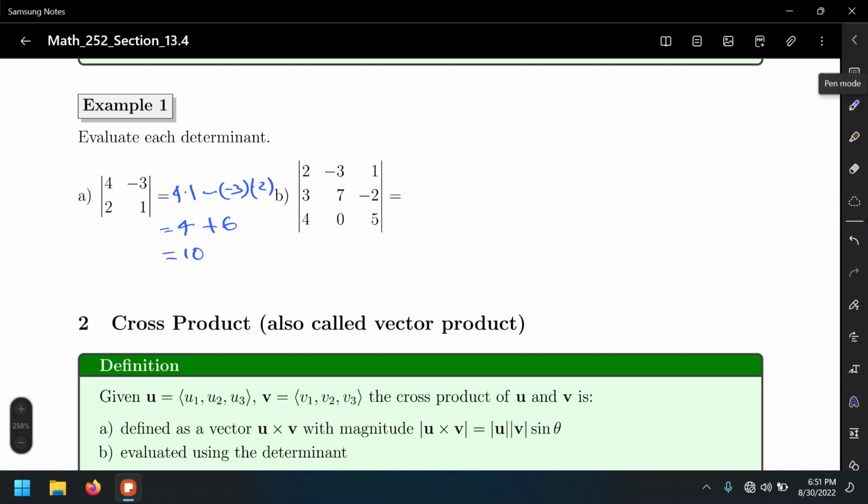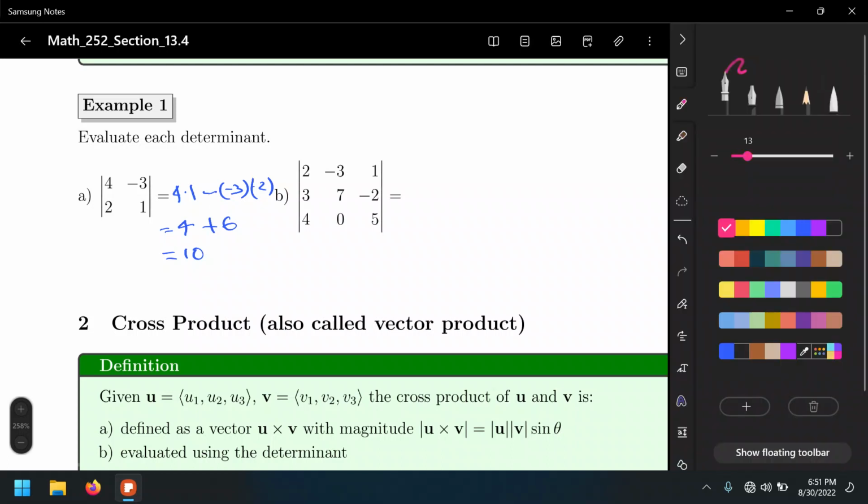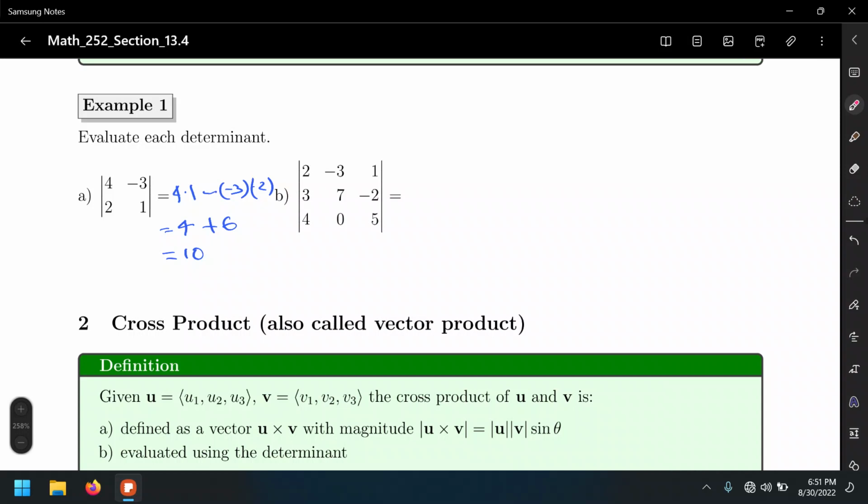To compute the determinant of a 3x3 matrix, we do it by means of expansion by minors. What do we mean by expansion by minors? We can expand the determinant along a preferred row or a preferred column. Typically, for the sake of simplicity, we always expand along the first row. Every element has an associated sign. We always start with plus, minus, plus, if we expand along the first row.